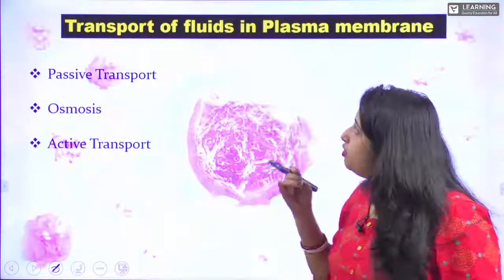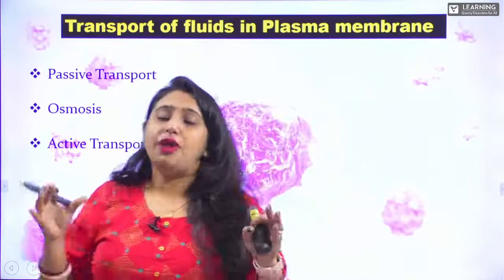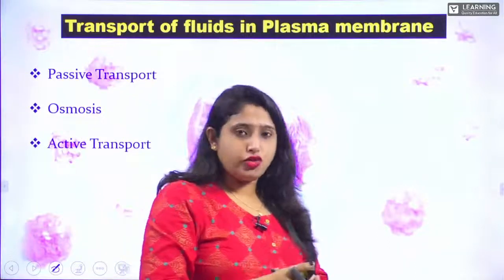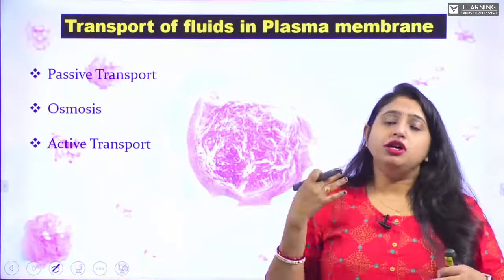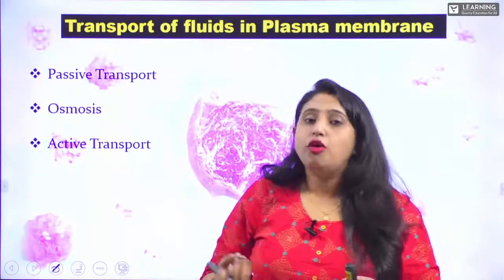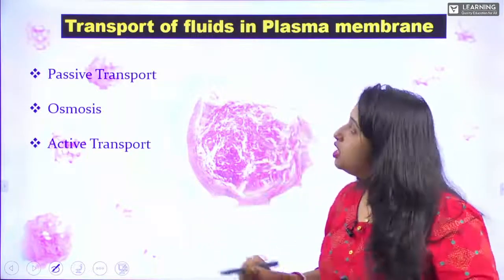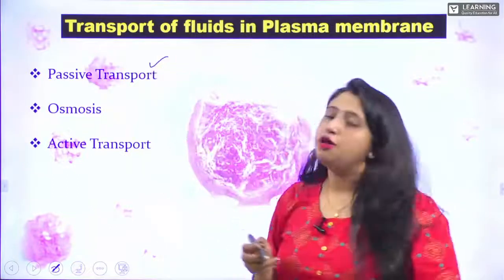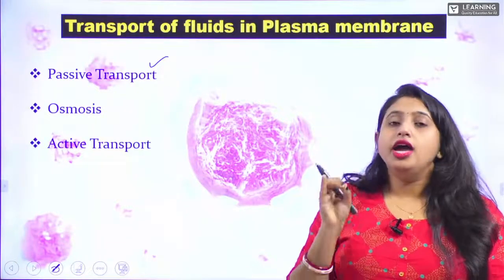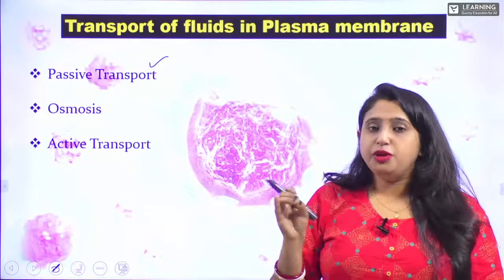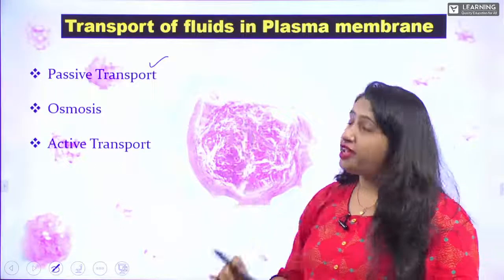So now let us study the various transport systems. Inside the plasma membrane, how do the molecules get transported? There are various transport systems responsible for the transportation of molecules, meaning water molecules, and organic and inorganic substances. The first one is passive transport. In this transportation, there is no involvement of ATP. ATP means energy. Energy is not required by the cell. So that is passive transport.